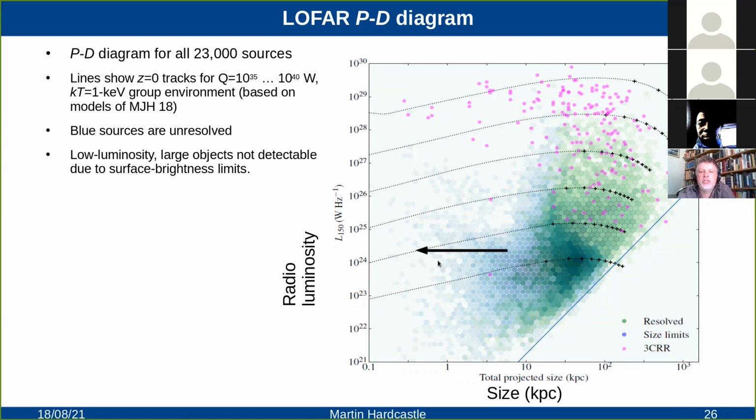And then overplotted, you can see tracks of different jet powers from 10 to the 35 up to 10 to the 40 watts from my analytical modeling. So you can see the sorts of curves that we expect objects to describe.